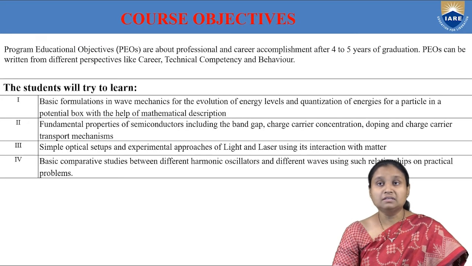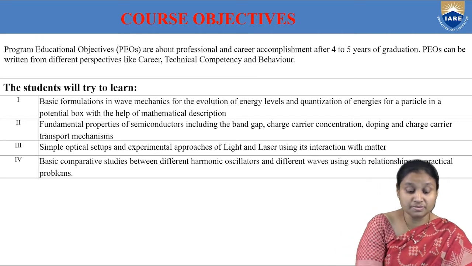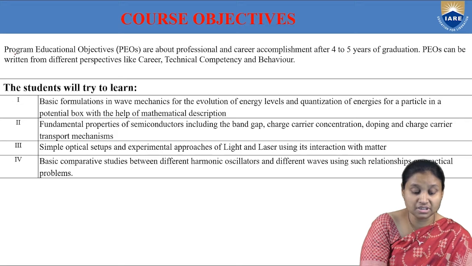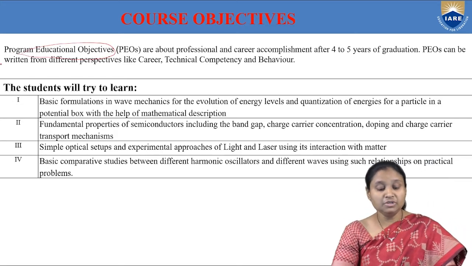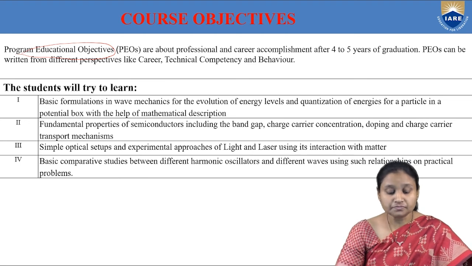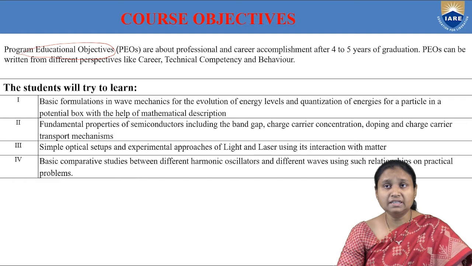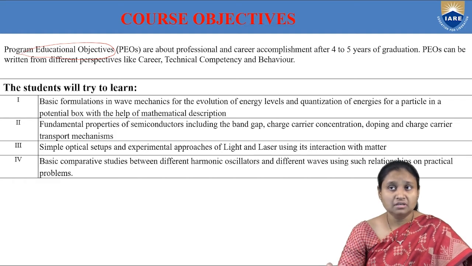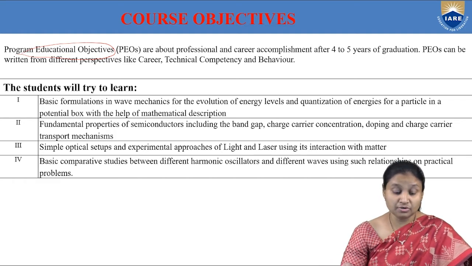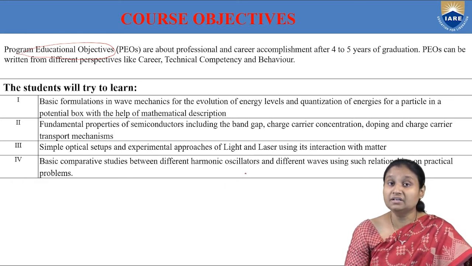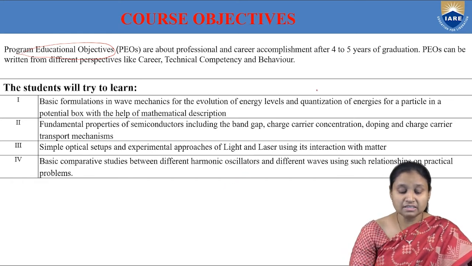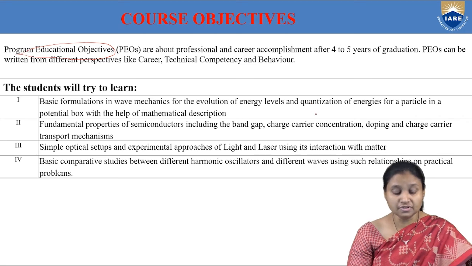And then next is course objectives. Of course these are course objectives, not program objectives. Program educational objectives are about professional and career accomplishments for a particular program. But here we are going to talk about objectives related to engineering physics. And in this, as you can see, there are 4 course objectives.